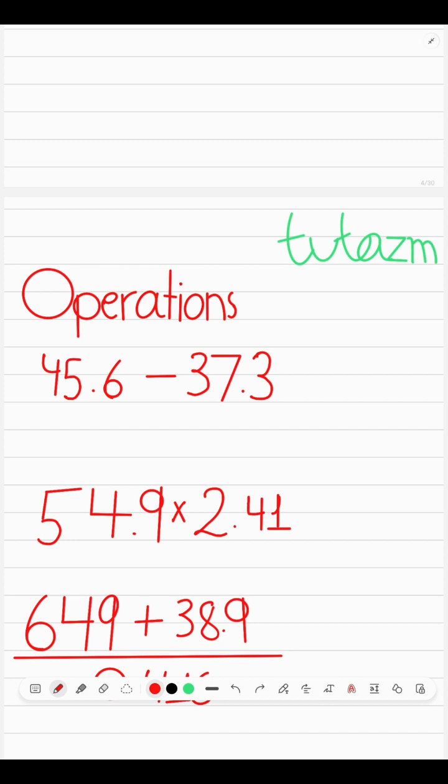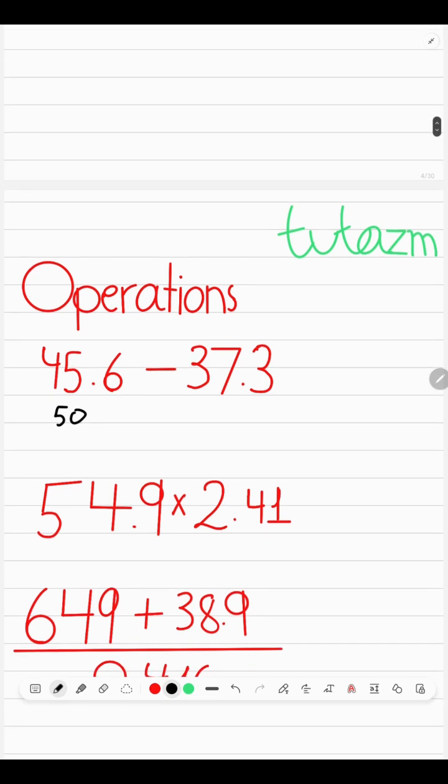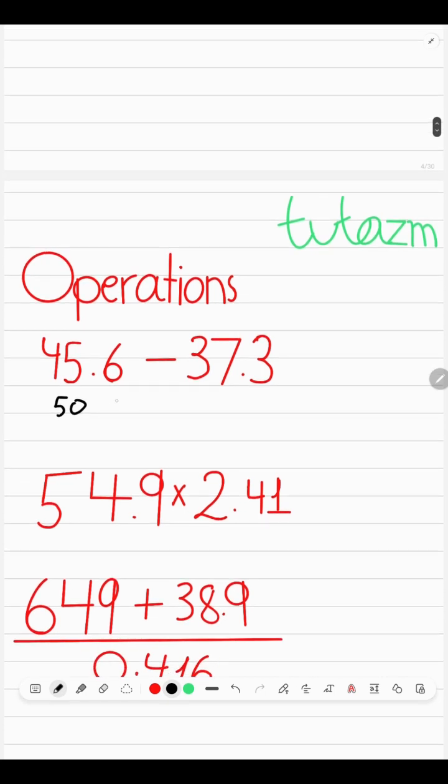So when working with estimations in general, you have to think about how you can round each number you have to one significant figure. So in this case here, 45.6 would become 50, because the 5 would make the 45.6 round up to 50, and then the 37.3 would round up to 40, and you just have 10.